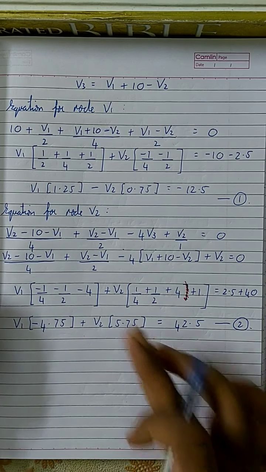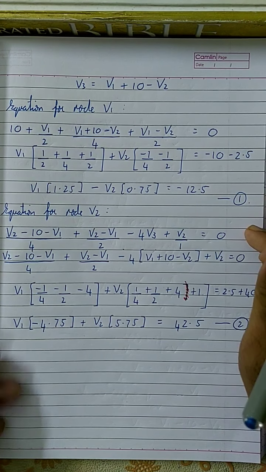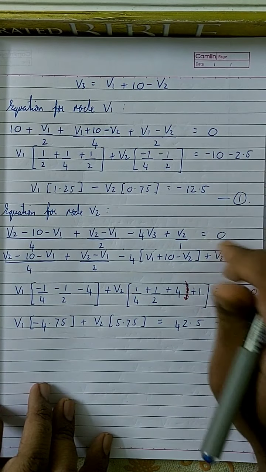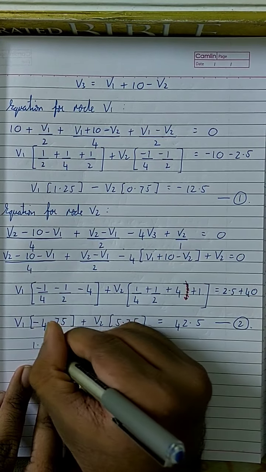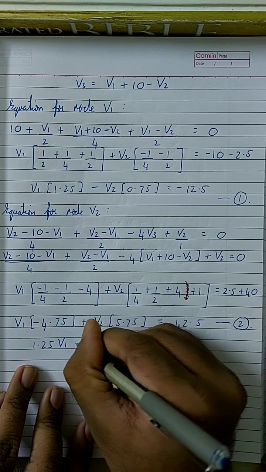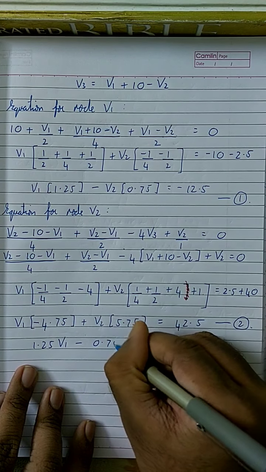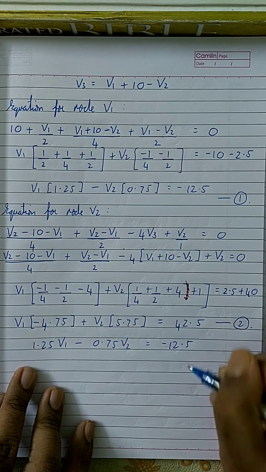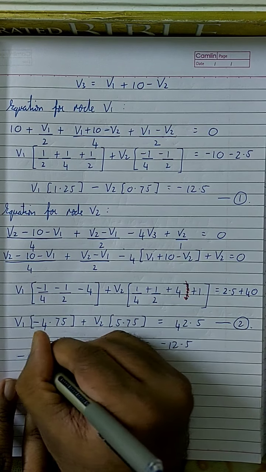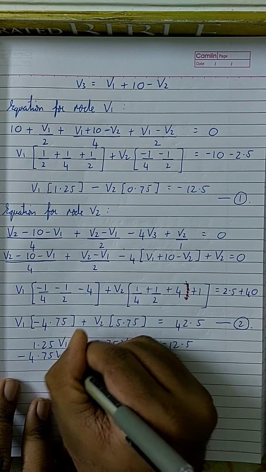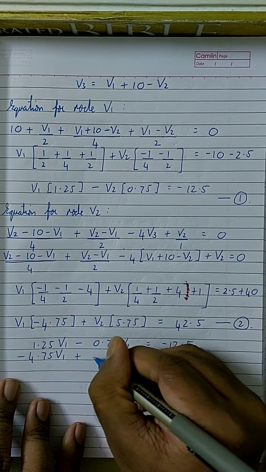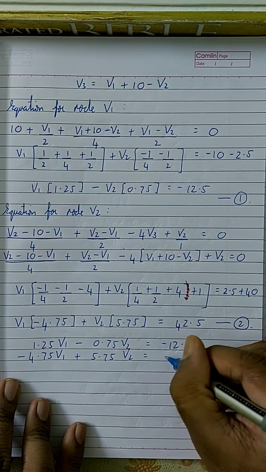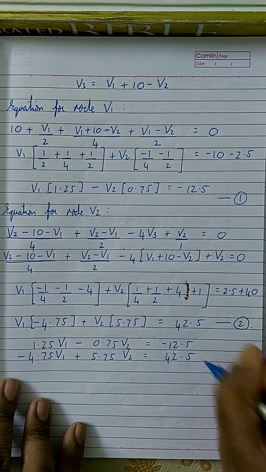Now solving these two, you can find the values of V1 and V2. So let me write this equation one more time. 1.25 V1 minus 0.75 V2 is equal to minus 12.5, and the second equation is minus 4.75 V1 plus 5.75 V2 is equal to 42.5, right?